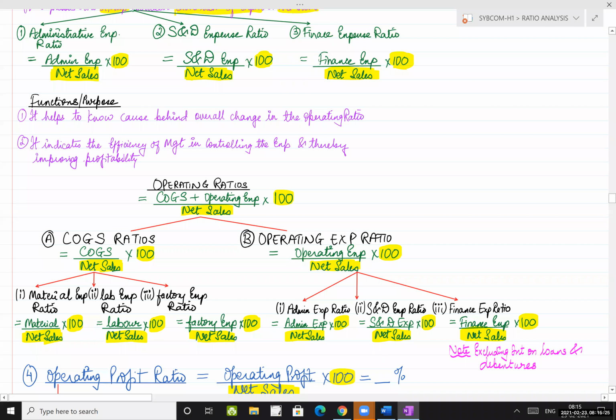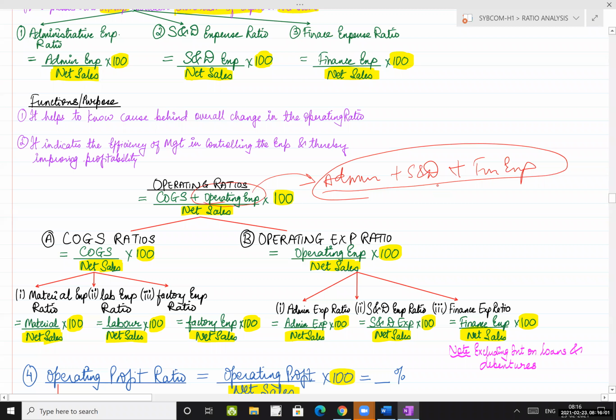Operating ratios are classified. What is the formula? Yesterday we had done this ratio: COGS plus operating expense upon net sales into 100. Can you see this operating expense? This operating expense has admin, selling and distribution, and financial expense. I repeat, operating ratio's formula is COGS plus operating expense upon net sales, in which operating expense includes admin plus selling and distribution plus financial expense, which I just showed you.